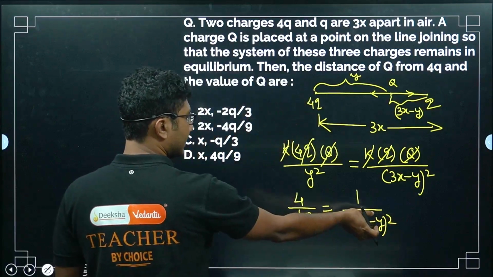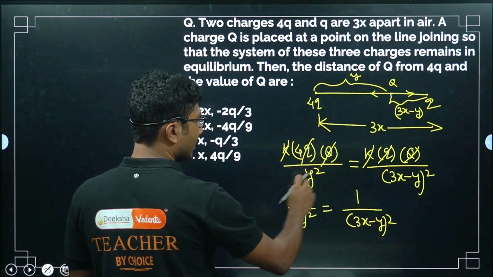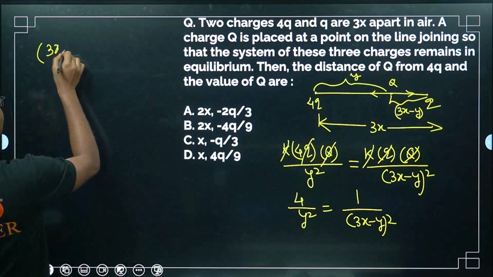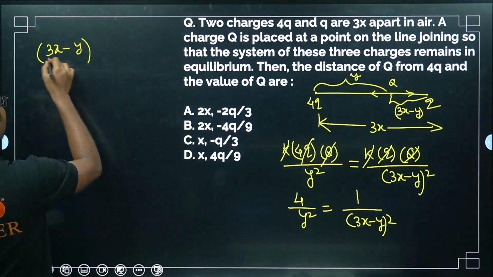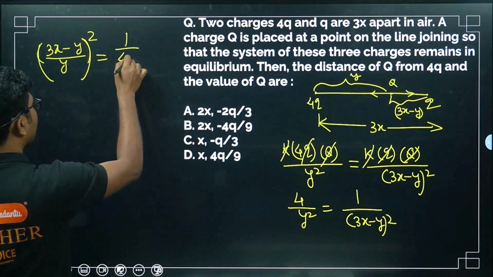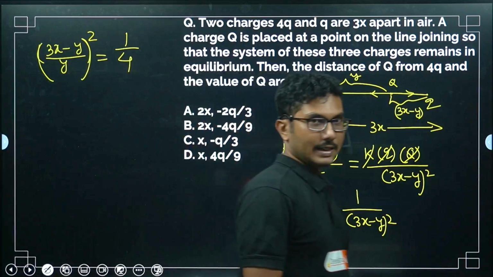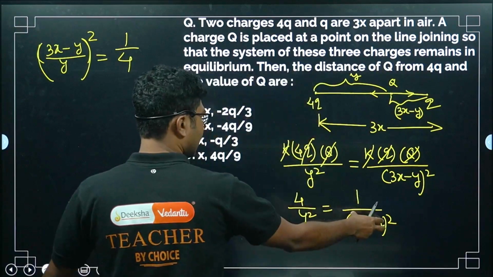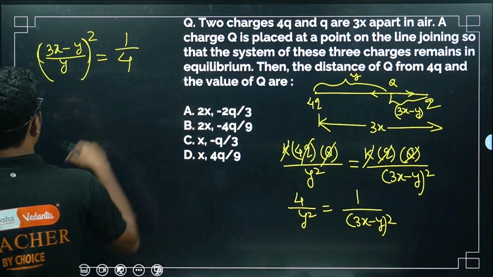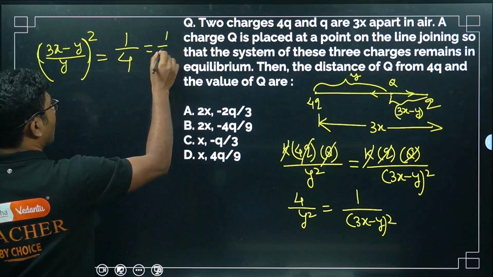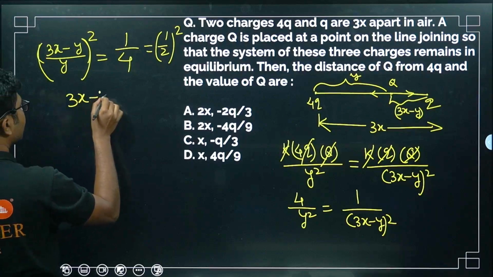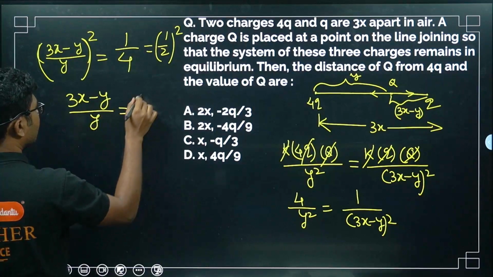Now what will we do? We will take the x and y terms on our left hand side and the constant term on our right hand side. So we will write this as 3x minus y divided by y whole square equals 1 by 4. Can I write it like this? I can write this, right? If I take this on this side, it will be whole square of 3x minus y divided by y. Now what is this? This is 1 by 2 whole square. So we can cancel the whole square and write 3x minus y by y equals half.